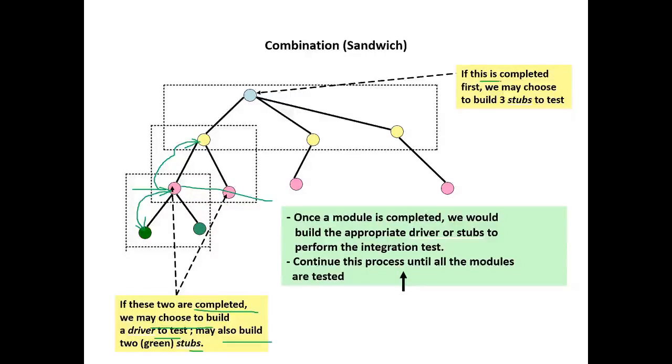And if this is completed first, then we may choose to build three stubs to test. Below there are three modules which are connected to that particular module, so you need stub 1, stub 2 and stub 3. If these modules are not ready, then you can use stubs for downstream connectivity. Once a module is completed, we build the appropriate drivers or stubs to perform the integration test. This process is continued until all the modules are tested.